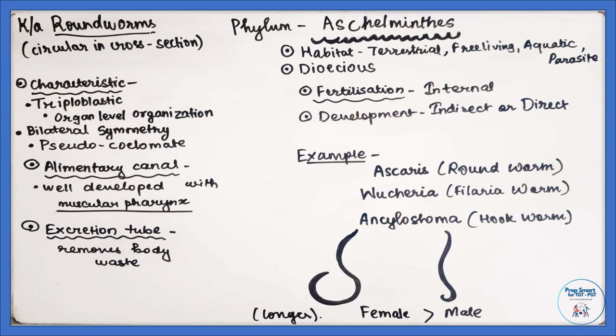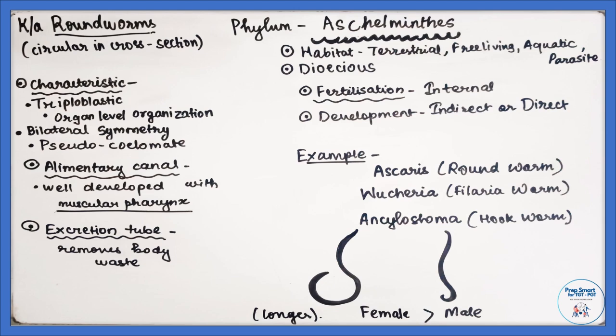The habitat can be terrestrial. They can be terrestrial, free living forms, aquatic and parasitic forms of Aschelminthes. The body is dioecious. Fertilization is internal. Development can be indirect or direct. They show presence of a well developed alimentary canal with a muscular pharynx.